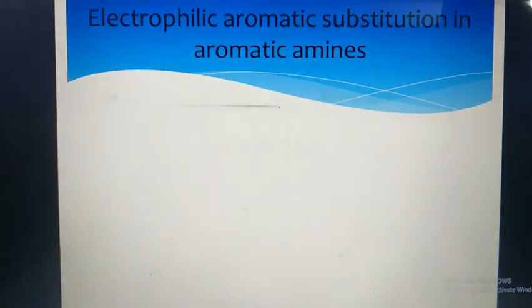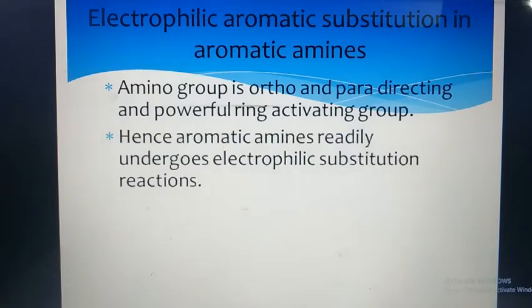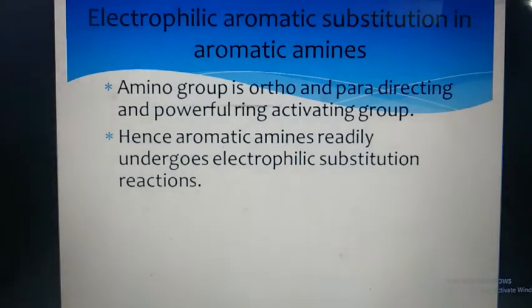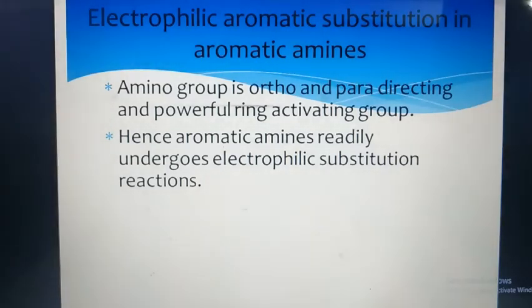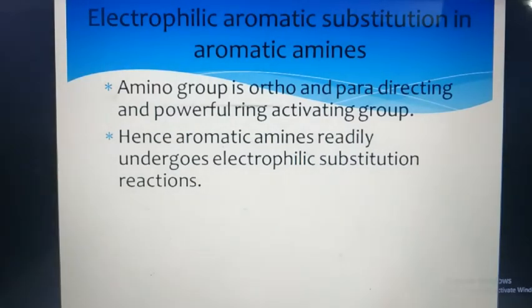Next we are going to see electrophilic aromatic substitution in aromatic amines. Here the amino group is ortho and para directing and a powerful ring activating group. Here on the benzene ring there are three positions: ortho, meta and para. So in this electrophilic aromatic substitution reaction, this amino group is ortho and para directing. Hence aromatic amines readily undergo electrophilic substitution reactions.